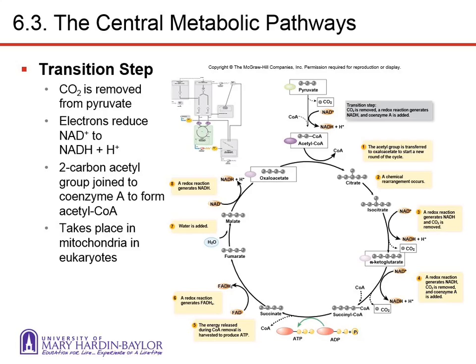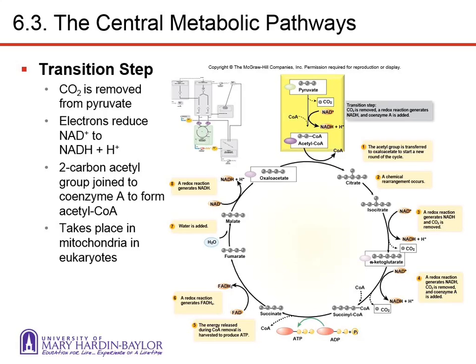So the next part is the transition step, and technically this is the transition step right here, with pyruvate having a carbon kicked out, and then the 2 carbons that remain, the acetyl group, being attached to coenzyme A. In the transition step, you get some NADH produced, and again, that can go over to the electron transport chain and can be used to produce ATP if the organism has an electron transport chain.